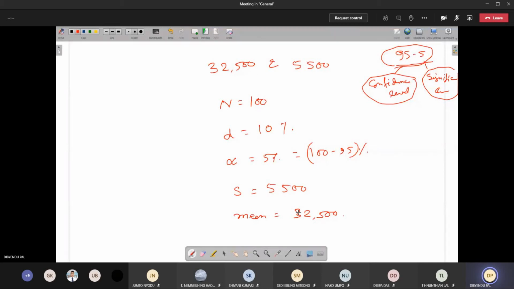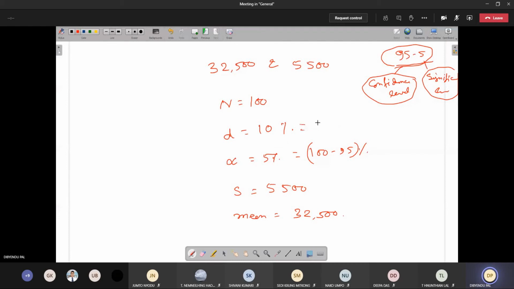I have given it last class. If you have copied it, fine. Otherwise, I will just refer to it from the book itself. It is given. Then D is given how much? D is given 10%. 10% of what? 10% of the mean value it will be.